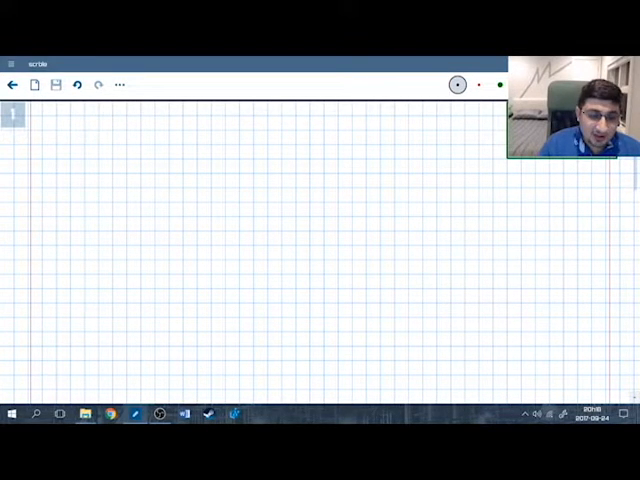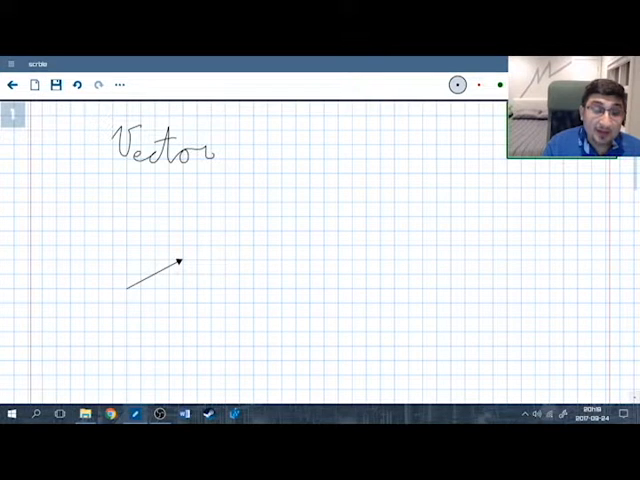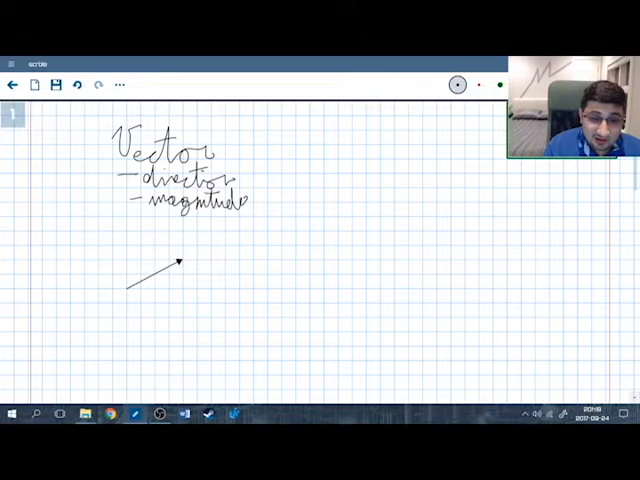And for today we'll be looking at vectors. For example, we have this vector right over here. So first of all, what exactly is a vector? A vector is any mathematical object that has both a direction and magnitude, regardless of how bad my handwriting is.